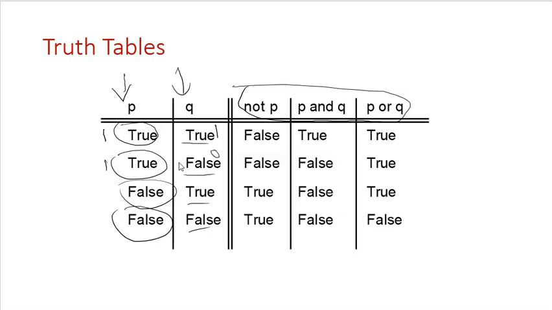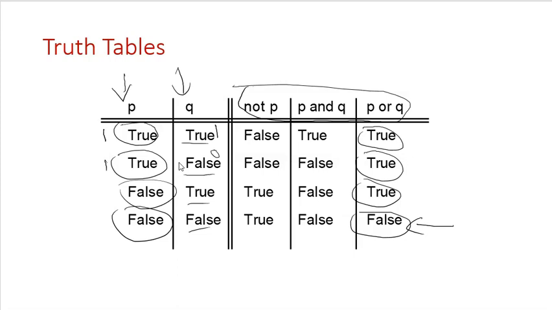Similarly, P or Q is like addition. You can see 1 plus 1, because we're just talking about Booleans, is also going to give you 1. So that's true. 0 plus 1 is true, 1 plus 0 is true, and 0 plus 0 is false. So you only get false when both of these are false.